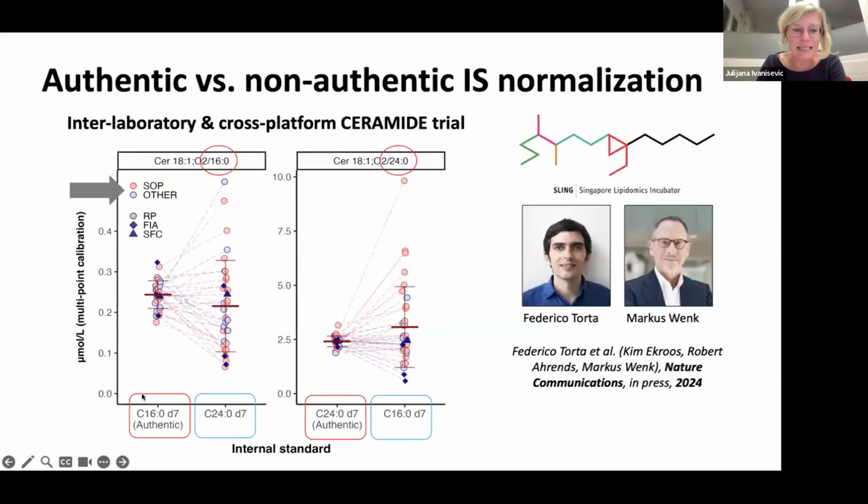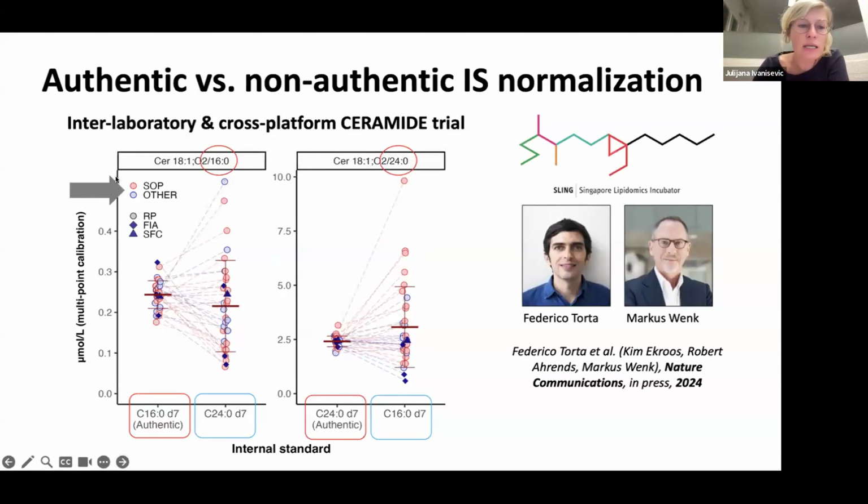Finally, beyond the internal standard spike, what is really important to consider is also the authenticity, or the corresponding structure, of the internal standard. And here, you can see the results of the measurement of 2 ceramide species with authentic internal standard, encircled in red, and then the analog or surrogate internal standard in blue. These measurements were done in the context of an inter-laboratory and cross-platform ceramide trial, which was led by the Singapore Lipidomics Incubator, so Professor Marcus Wang and Federico Torta.